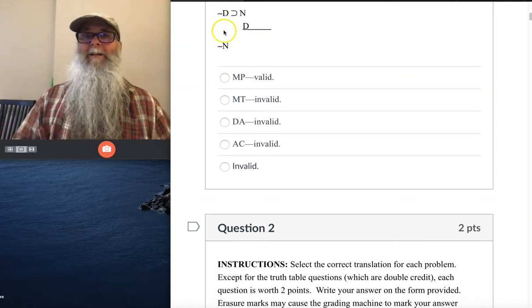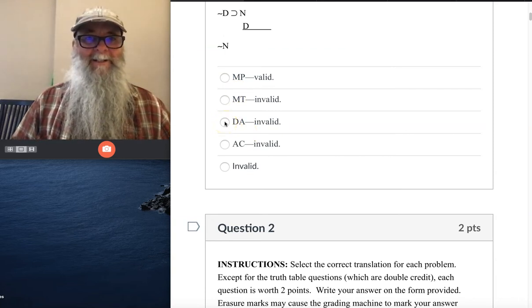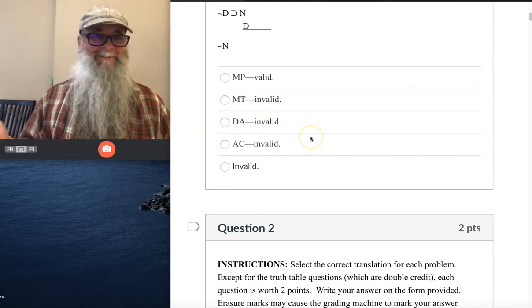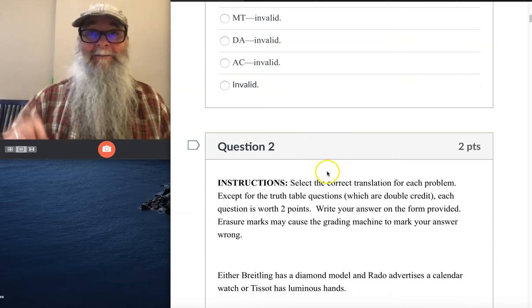Are we allowed to deny the antecedent? No. So this is the answer we would select. It's denying the antecedent, and that's invalid. There's your first answer. You're going to get it right. It'd be hilarious if somebody doesn't at this point. Well, that'll tell me they're not watching the video.